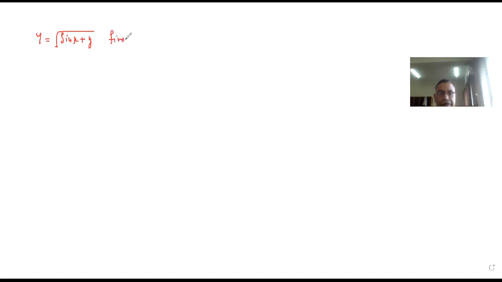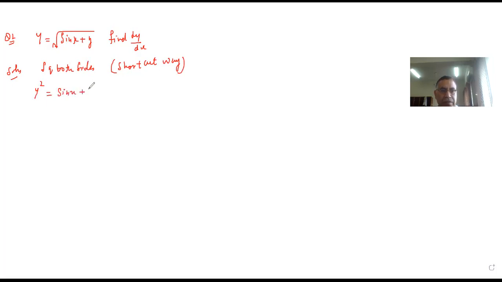Find dy by dx. Now see, when you get this type of question, it is always difficult to differentiate under root. So we will try to break this under root first by squaring both sides. This is the shortcut way to solve the question. It will work the other way too, but that will be longer. What is the shortcut way? First you make the square on both sides. So this is y square is equal to sin x plus y.